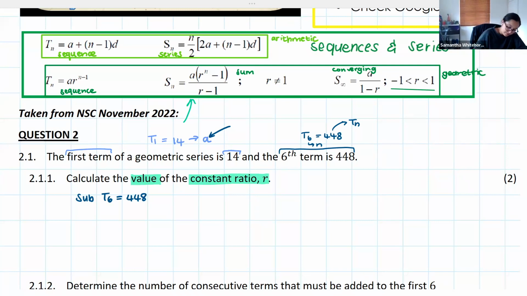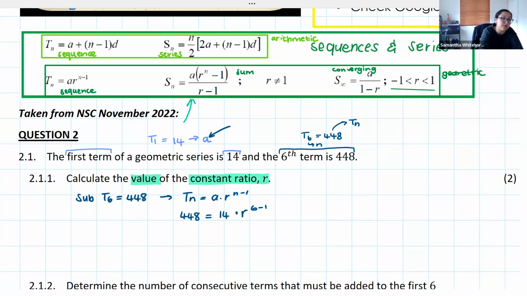So that would be, just to remind you, it is on the formula sheet, Tn is equal to A times r to the power n minus 1. The value of my term is 448. A is 14. r is what we're trying to find. n is 6 because it was the sixth term, minus 1. We've got an exponential equation we can now go and solve.